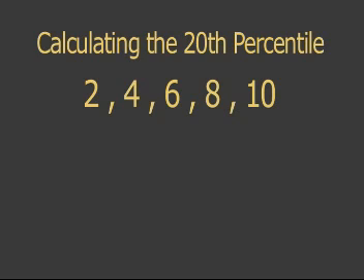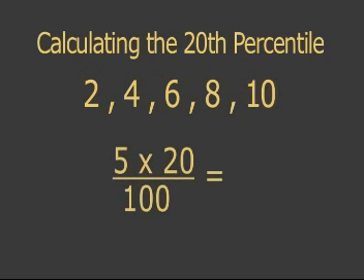This is what you do. You count how many numbers you have: 1, 2, 3, 4, 5. You write that number down there. You multiply by 20. That 20 comes from the 20th percentile. And you divide by 100. When you do that, you get a 1. So this 1 signifies the first position here. So therefore, the 20th percentile is the first number on the list.